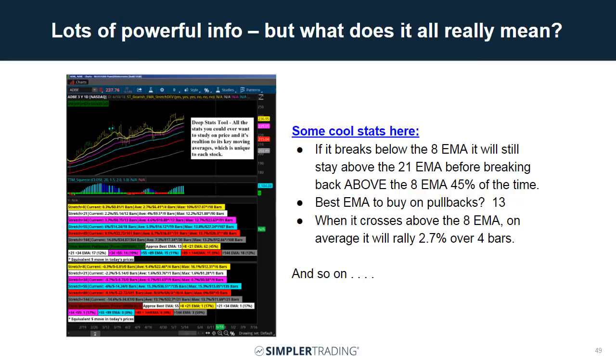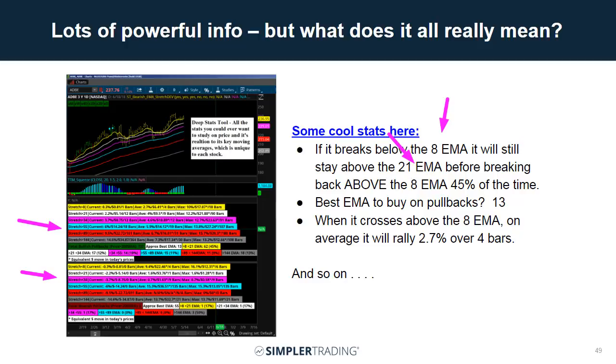And then last but not least, Eric put this tool together for me because he knows I like to geek out on this stuff. Here you've got all the bullish stats for price in relationship to its key moving averages, and then all the bearish stats. So what are some of the things you can get out of this? First of all, this is for Adobe. What this data is telling us is, if price breaks below the 8 EMA, it will still stay above the 21 EMA.